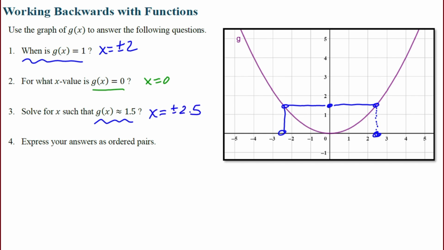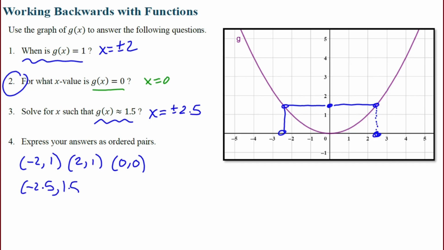And then finally, we express our answers as ordered pairs. So we have negative 2 comma 1, positive 2 comma 1. For question 2, we only have one ordered pair, and that's 0, 0. And for question 3, we have negative 2.5 comma 1.5, and then we have a positive 2.5 comma 1.5.